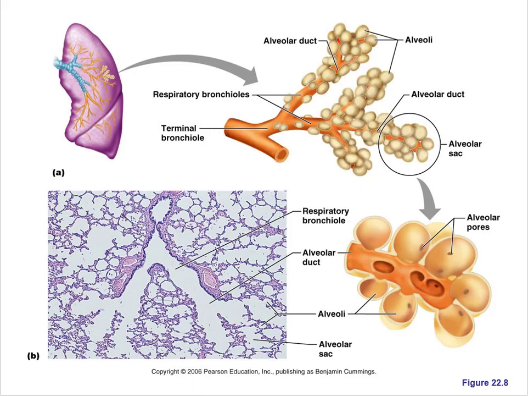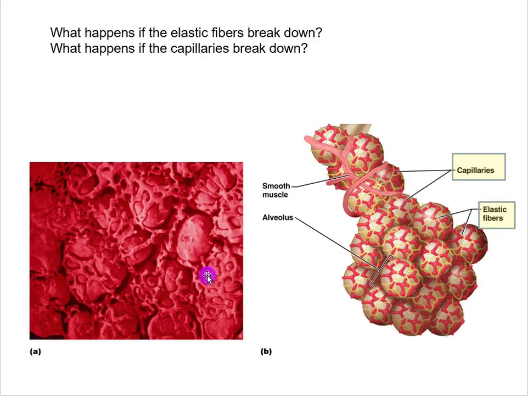So if we zoom in just a little bit more, we see something like this. Now it almost looks like a cluster of grapes. And when you look at this cluster of grapes, each grape here would be an alveolus. And if you look a little bit more carefully, you see it's surrounded by all these little red mesh-like networks. Well, what are these red mesh-like networks? Those are capillaries. So why would you need capillaries there? And where are they coming from? Well, those are capillaries of the pulmonary circuit.